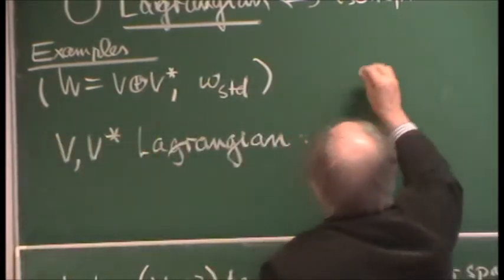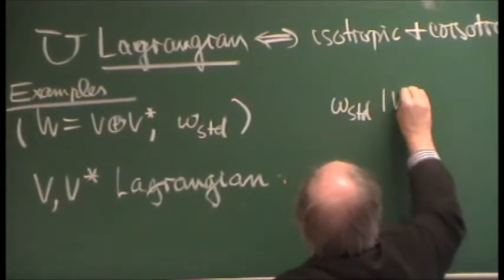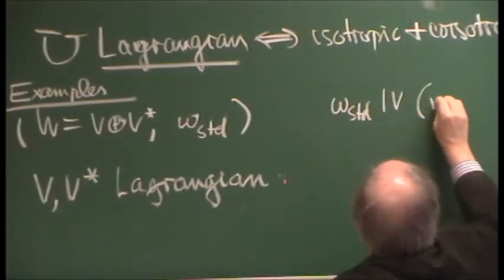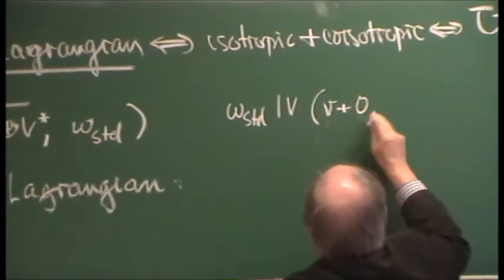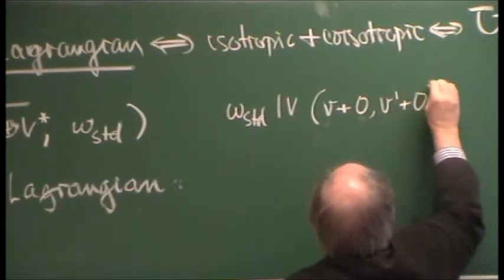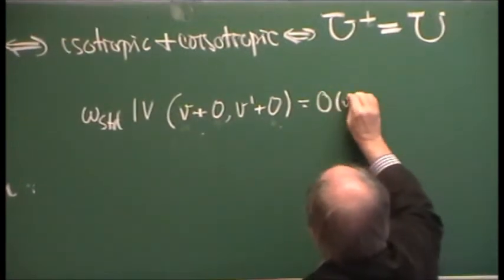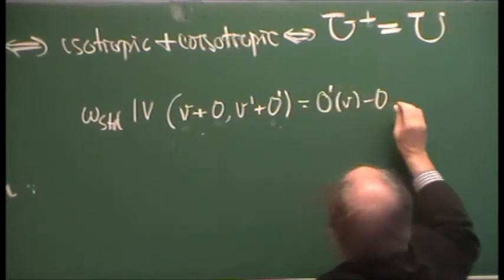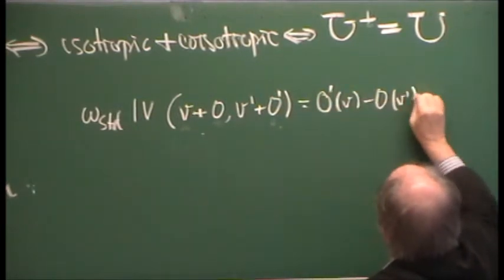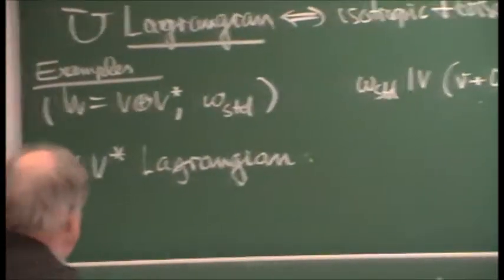So why is that the case? Let's say omega standard restricted to V. Well, you can only apply it to vectors in V, so that the functional part here is 0, and the functional part here is 0. So this functional part applied to that, which is 0, minus this functional part, oh, here should be prime, applied to this thing. Well, let's see. And the same thing for V star. And of course, the dimension of these things.